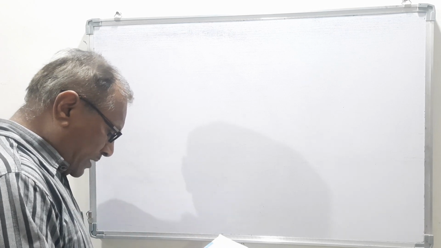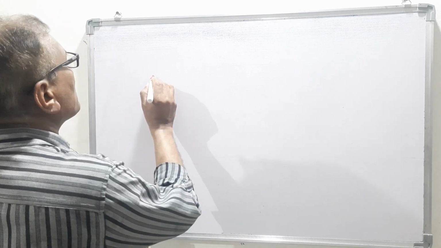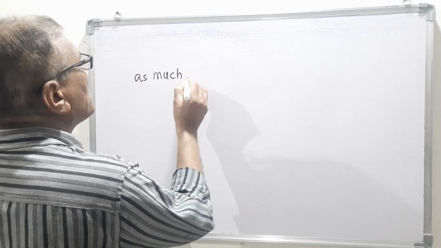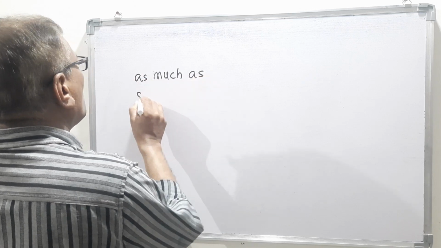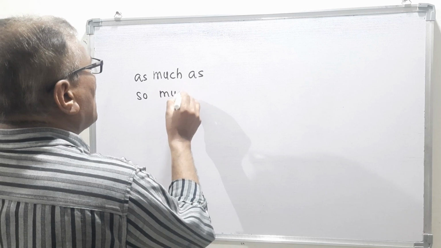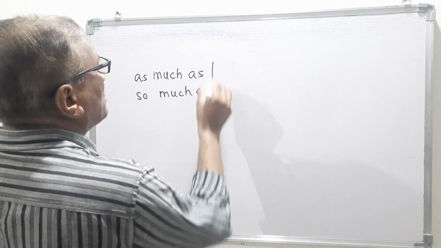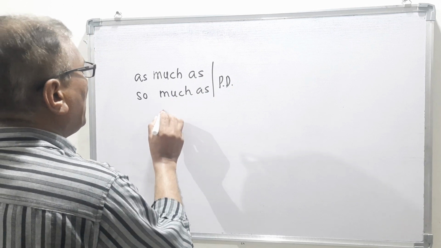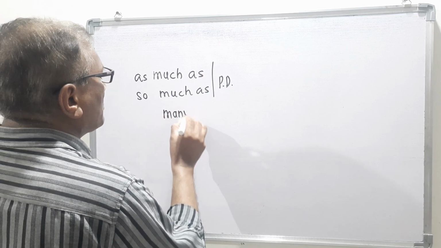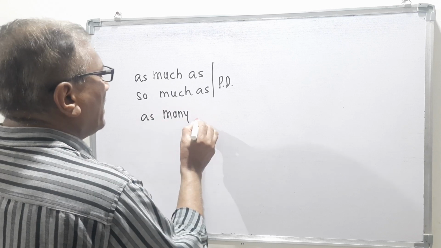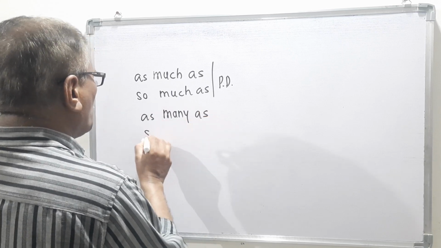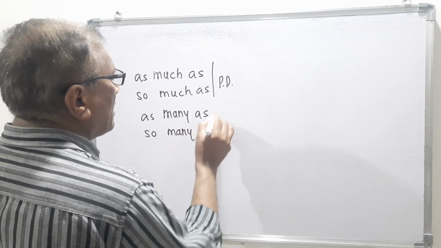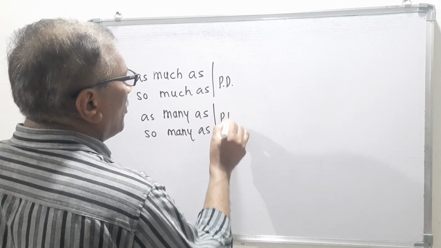Last is much and many. So see, much, so we can say as much as, so much as. Okay, so these are the PD forms. Many, remember, many, so we can say as many as, so many as. So these are the PD forms.